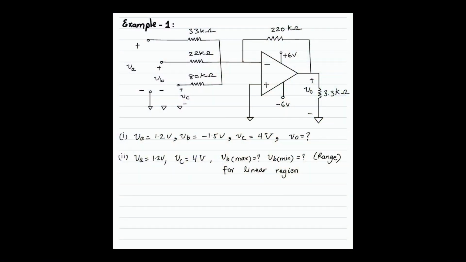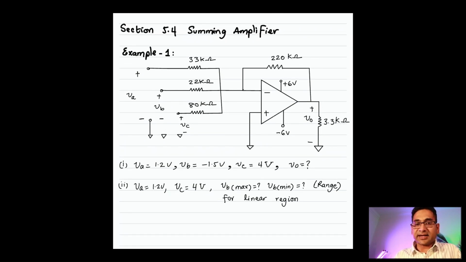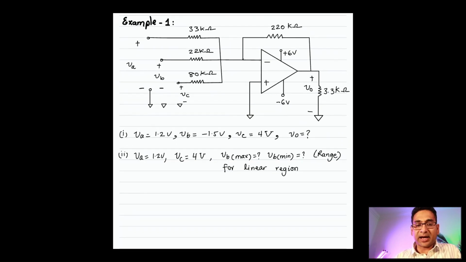Alright, we are going to do an example problem in section 5.4, the summing amplifier. If you look at this, here is the simple example problem in section 5.4. A very, very straightforward problem. We're going to begin with this. Now, let's see what it has: the configuration of a summing amplifier.